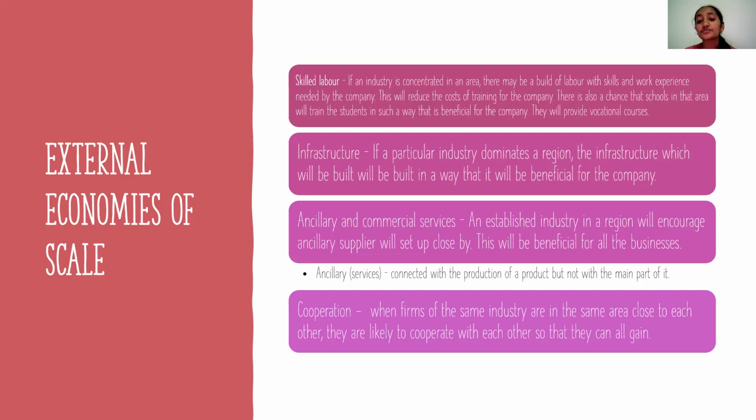If a particular industry dominates an area, the infrastructure will be built in a way that is beneficial for the company. So if a company has its business in ports, then there will be a lot of trucks going in and out, and going on a single lane where there will be cars, bikes, two-wheelers, three-wheelers, all those things, and these trucks might be dangerous on that road.